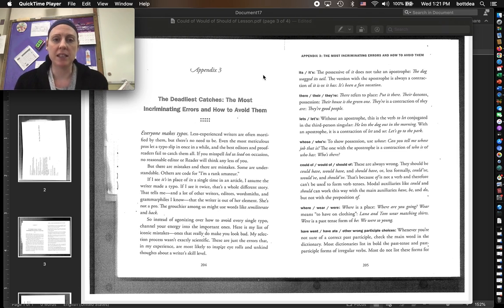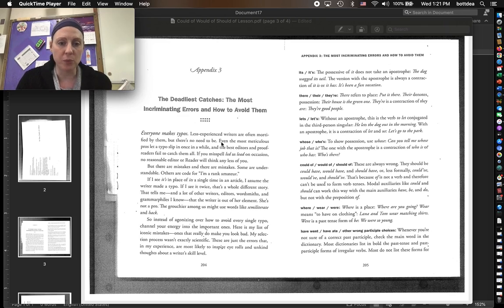So this is actually the appendix of a book that I often use with my English 101 students called It Was the Best of Sentences, It Was the Worst of Sentences. And it's a fun little book that an English major like myself would love that just gives advice on how to be the best writer possible. And this particular appendix, the author has labeled the deadliest catches, the most incriminating errors and how to avoid them.